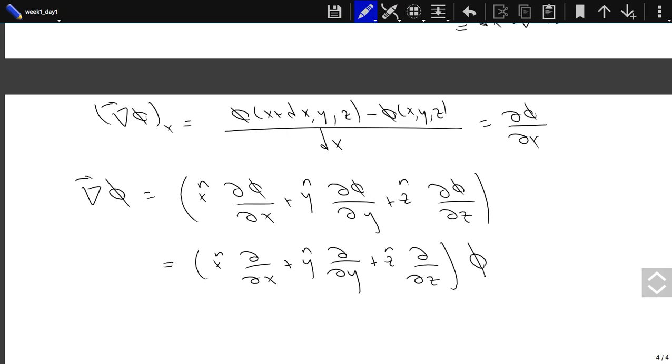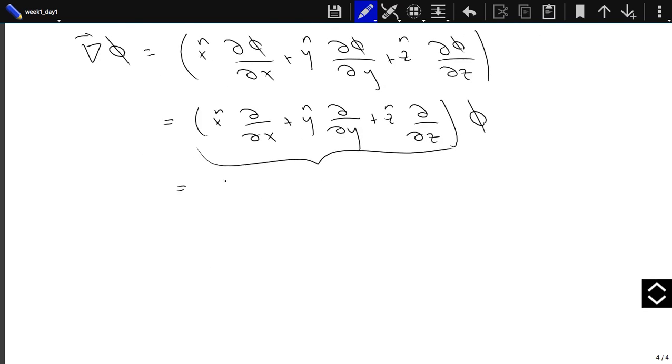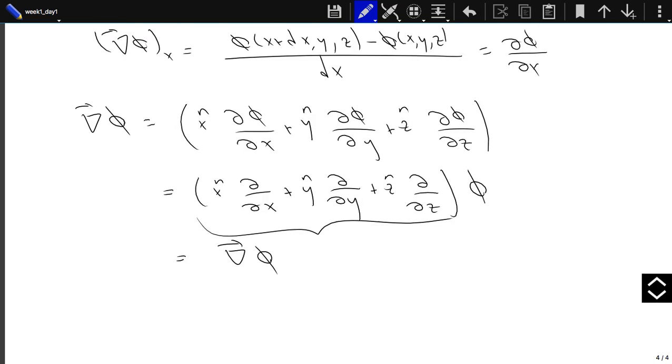And this operator over here, we denote it by this inverted triangle. So basically that notation over here comes from this definition. This thing over here as a whole is what we call the gradient operator.